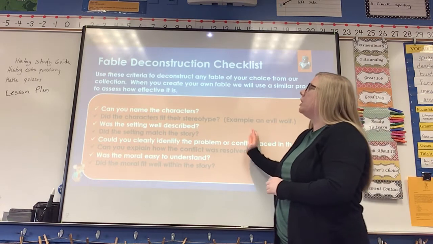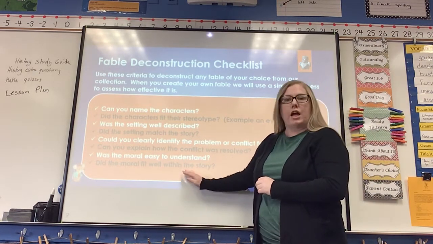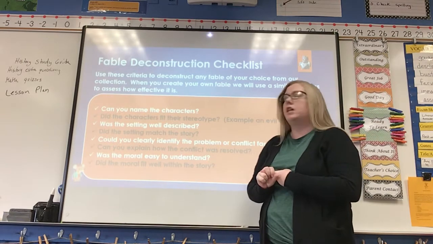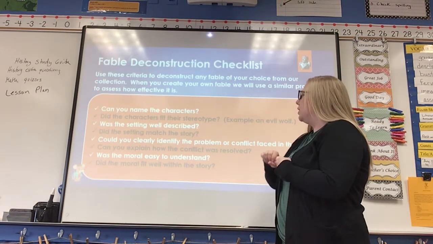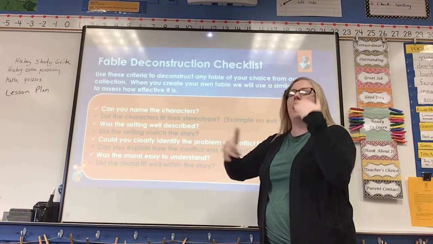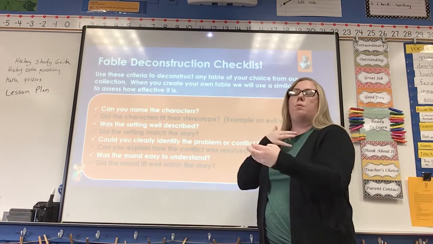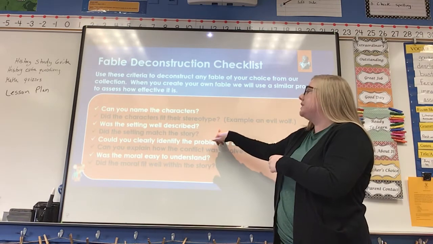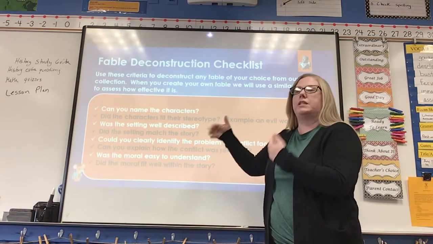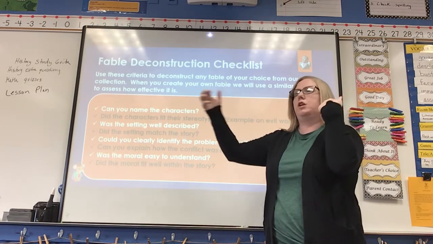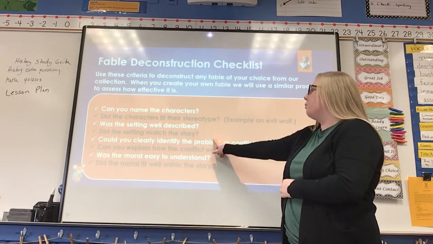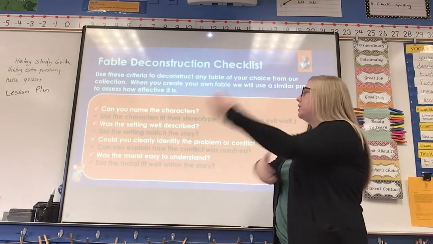So when we're looking at a fable and we're looking at writing a fable, we're going to look for these different things. What are the characters? What stereotype? Things that we say about all people. We put people in a box and say they're all like this. Was the setting well described? Where does it take place? Is it in a forest? Is it in a mountain? Is it at the beach? Is it in your house? Did the setting match what you're telling?